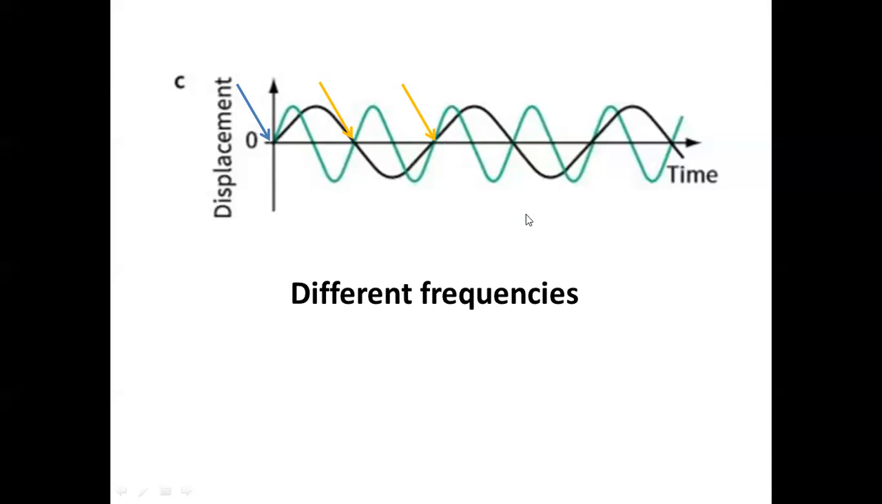So when you have waves with different frequencies, it does not make sense to identify the phase difference, because as you go along the waves after certain time intervals, the phase difference will continue to change. So again, we usually don't identify phase differences for waves that have different frequencies. Okay, let's have some further examples.